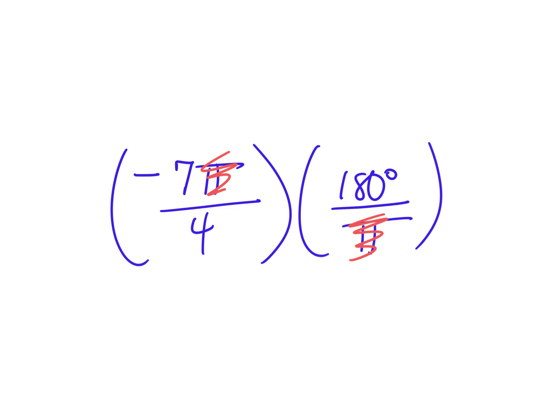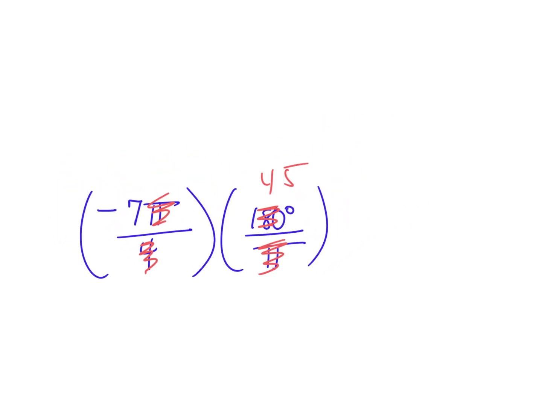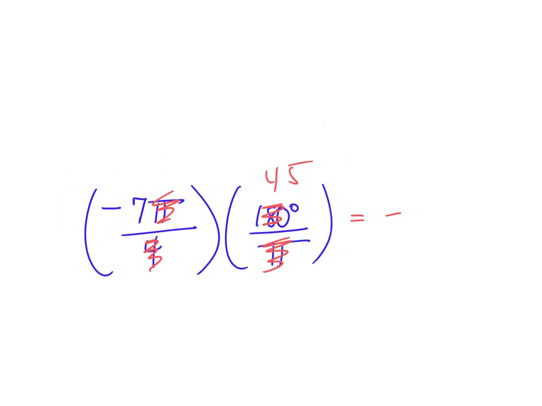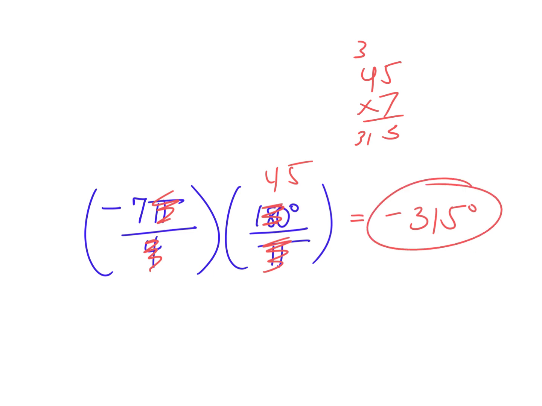Does 4 go into 180? How many times? 45. So now what do I multiply? 7 and 45 is what? 45 times 7. 35, 28, 29, 30, 31, 315. So it's negative 315 degrees.